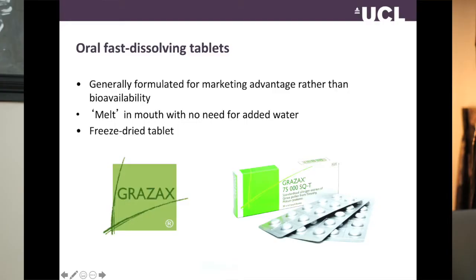Oral fast-dissolving tablets are a relatively new phenomenon. I mentioned them in the introduction because they're marketed directly to consumers as something that you need without taking a bottle of water with you. So a good example is shown on the screen. It's a tablet for hay fever. So imagine you're in the middle of a field with freshly cut grass, and that starts your hay fever, and you're miles away from a shop to get a bottle of water.